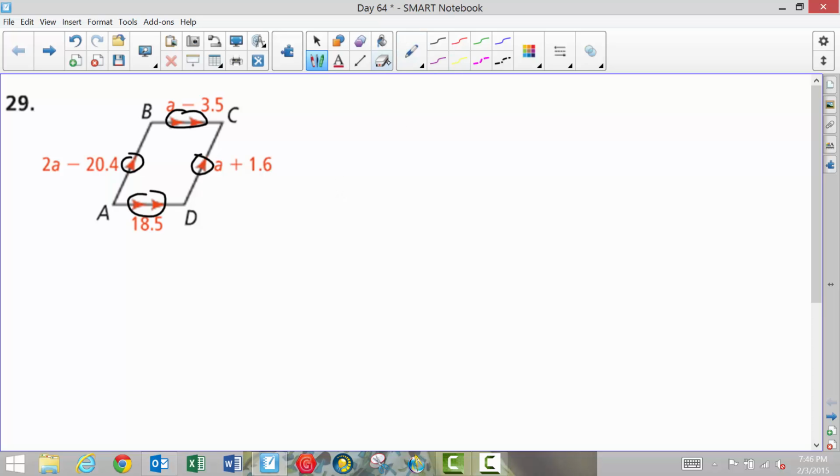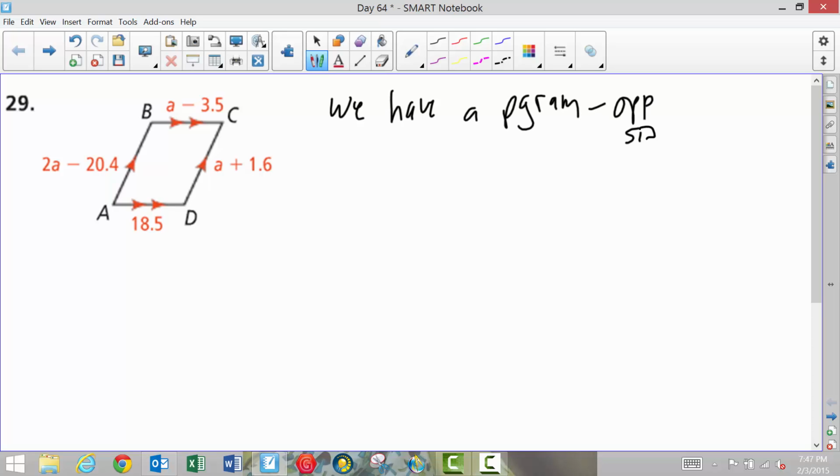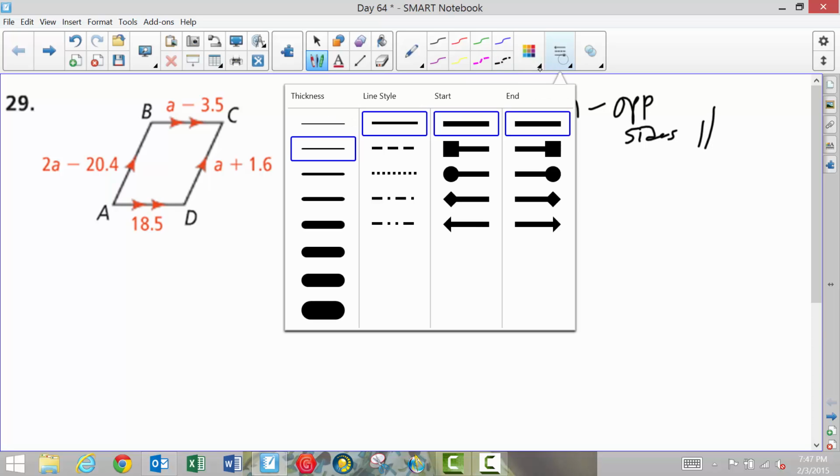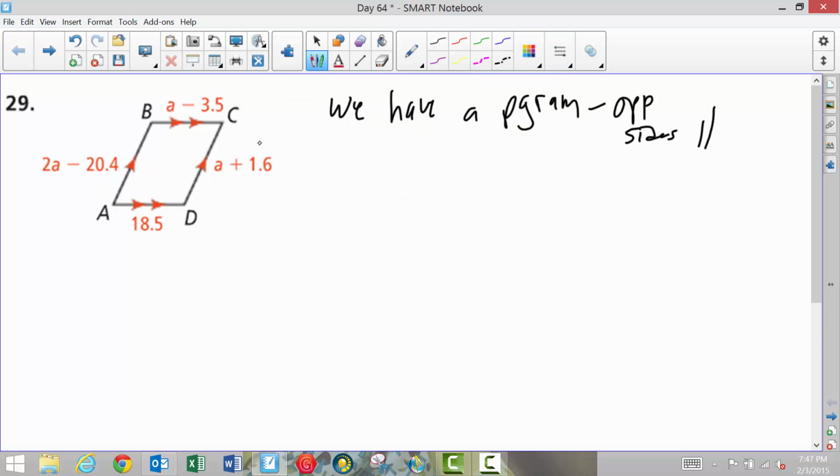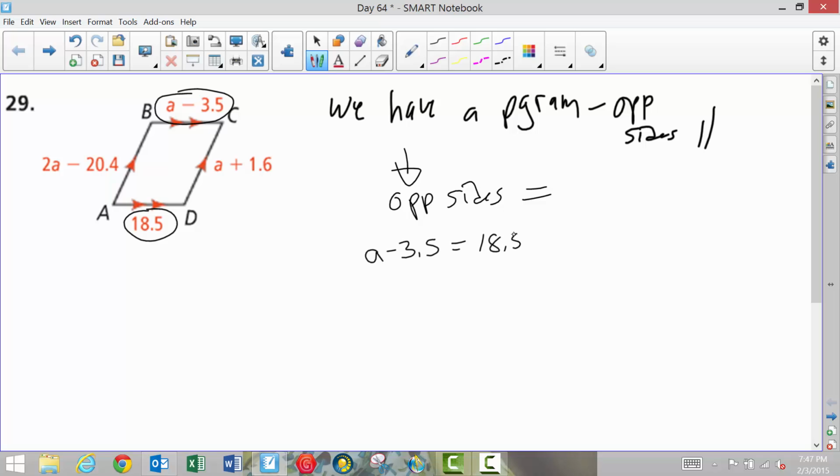Opposite sides are parallel. So if I know opposite sides are parallel, I also know that opposite sides are congruent. So we do have a parallelogram. Why? Because opposite sides are parallel. So if opposite sides are parallel, I also know that opposite sides are equal. So opposite sides are equal. A minus 3.5 equals 18.5.